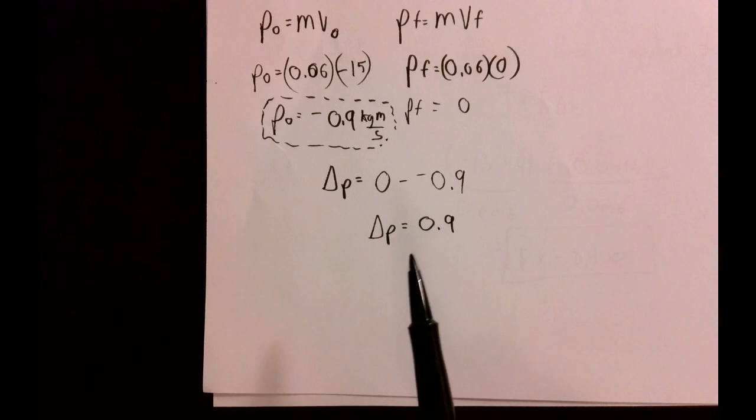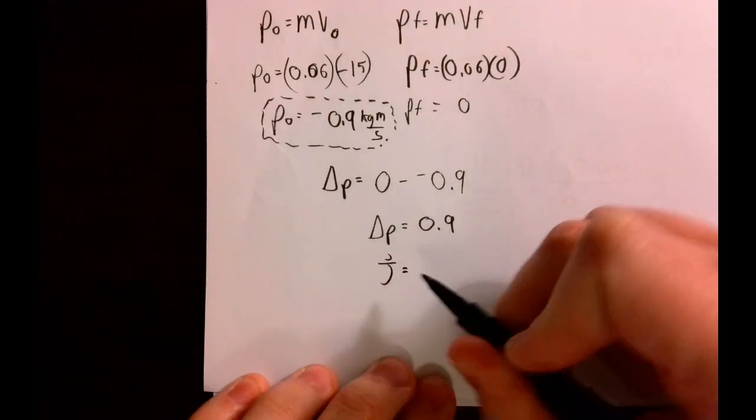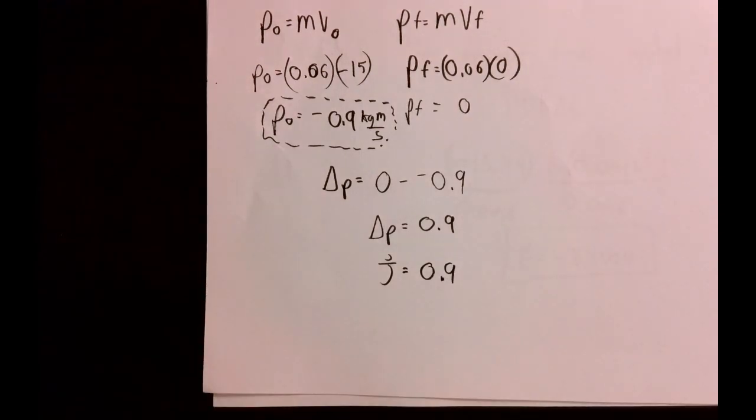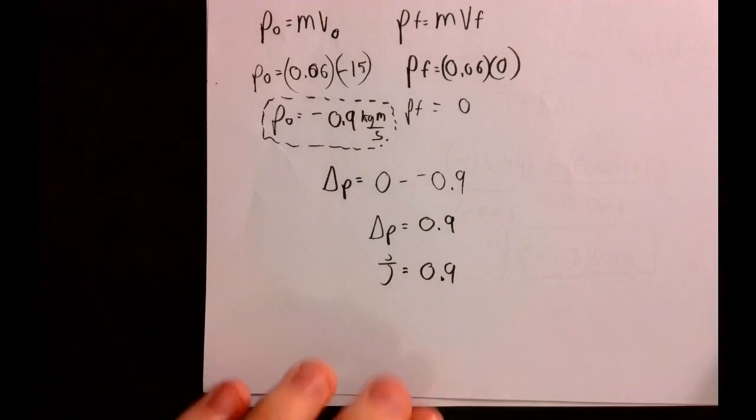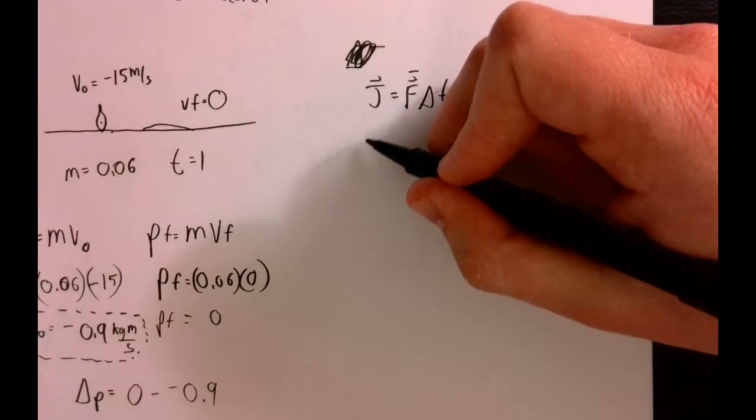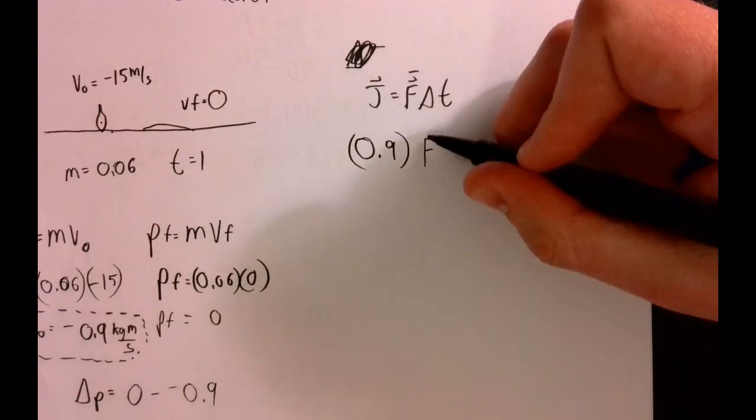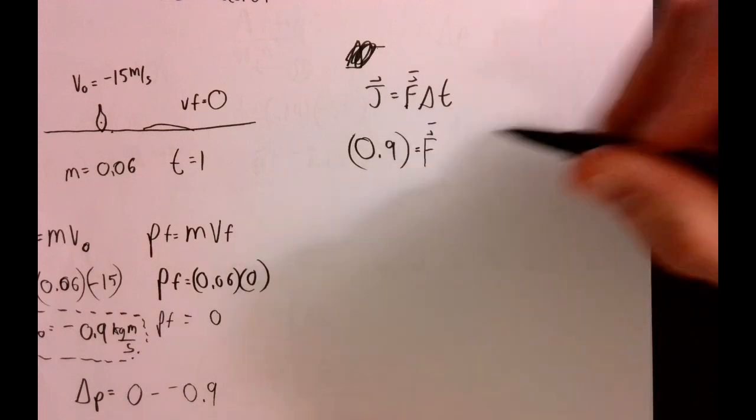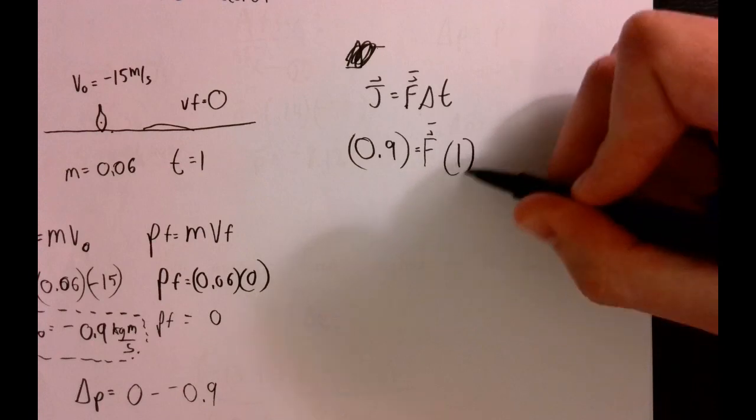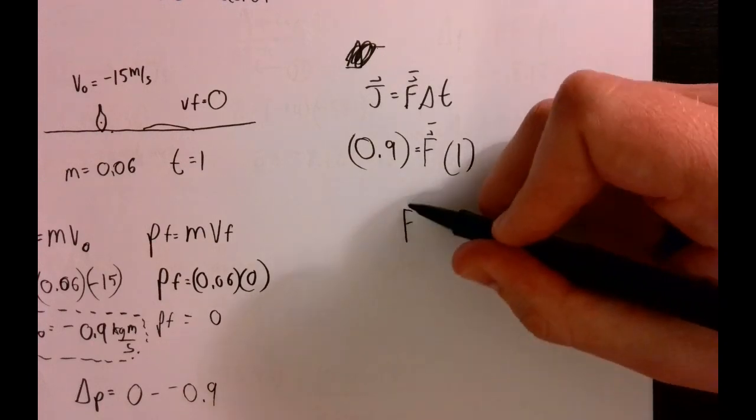So we are ready to solve the problem. Finally, over here, like we said, J is 0.9. F is the thing we're trying to calculate. And delta T is 1. So if we divide both sides by 1, we're just going to get the same value, 0.9. So there it is, example 2.